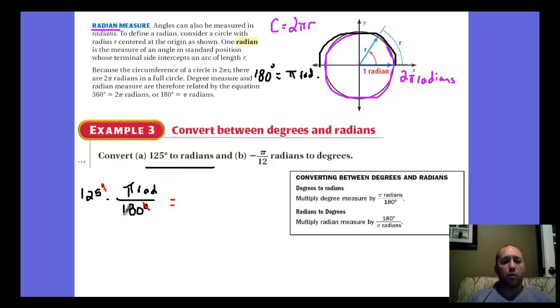So I know 5 goes into both of these. So this ends up being 25 pi over 36 radians, which is equal to 125 degrees.